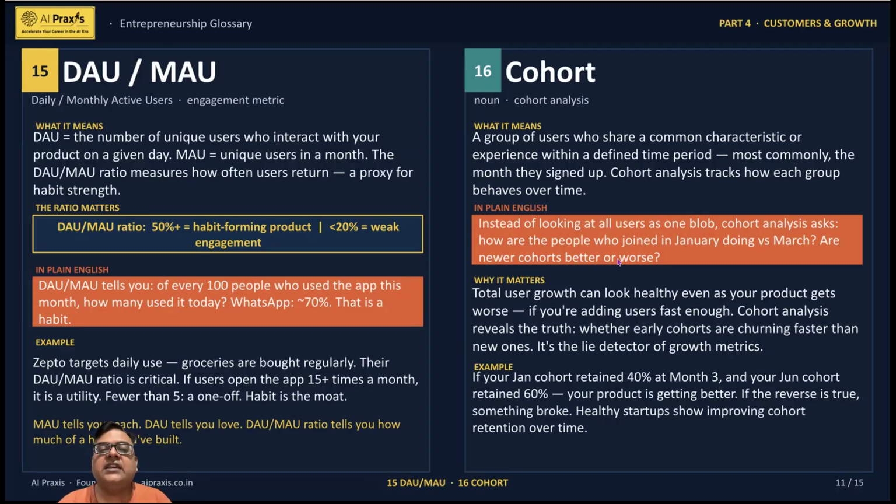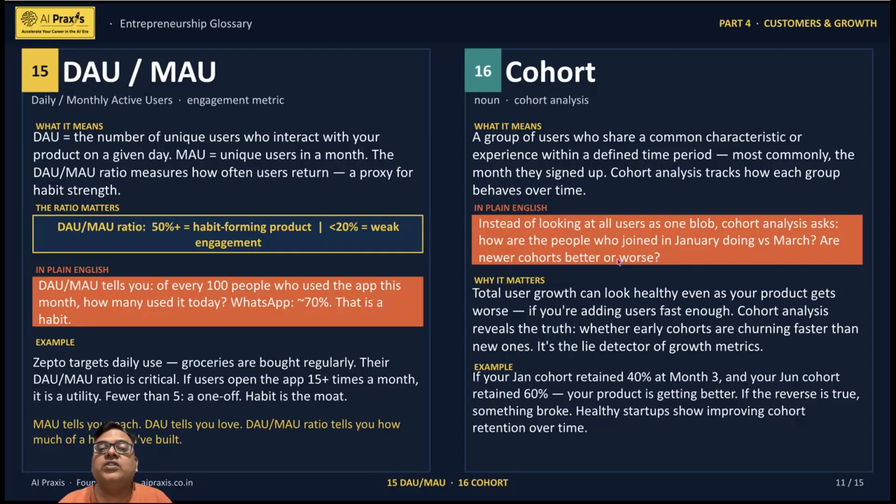Let's simplify this. If 100 people use your app in a month and 50 use it daily, your ratio is 50%. That means a strong habit. Benchmarks, let's say, above 50% is habit forming, below 20% is weak engagement. Take the example of WhatsApp, around 70%. This is not a product, it's a habit.